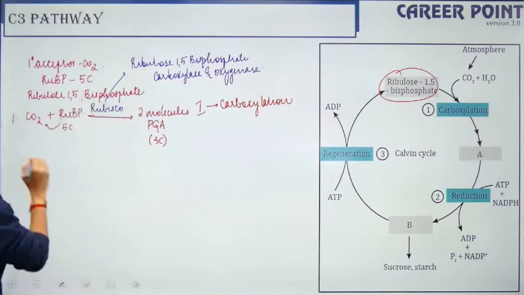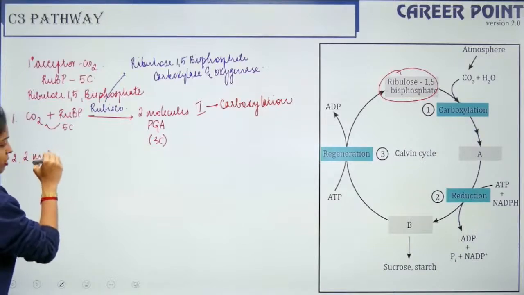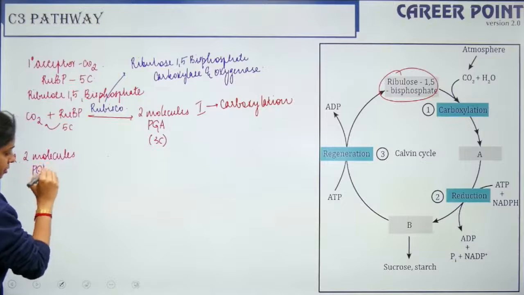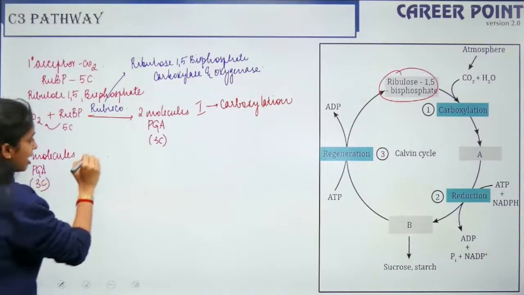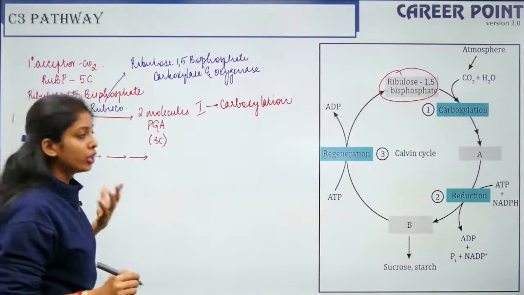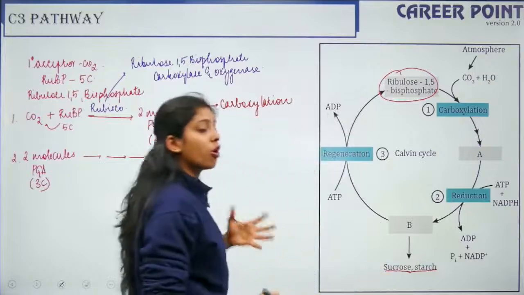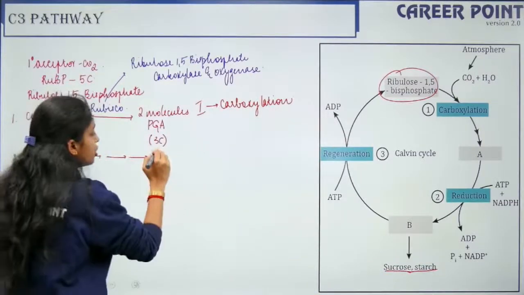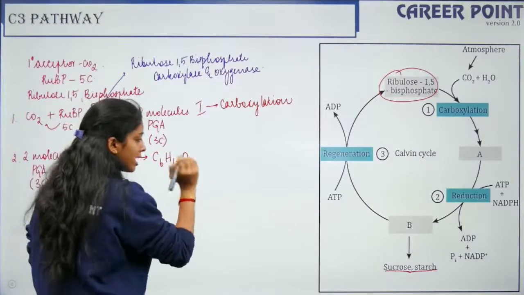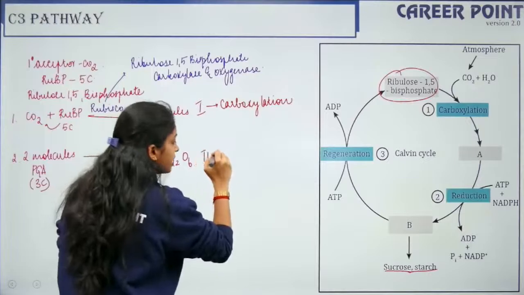Fine. So now we have step 2. These 2 molecules of PGA, that is phosphoglyceric acid, which is a 3-carbon compound, are reduced in successive steps to form your glucose. That is what is written as sucrose or starch. It is forming your glucose, right? So I write C6H12O6 for your understanding. So this process is your second step, that is reduction.